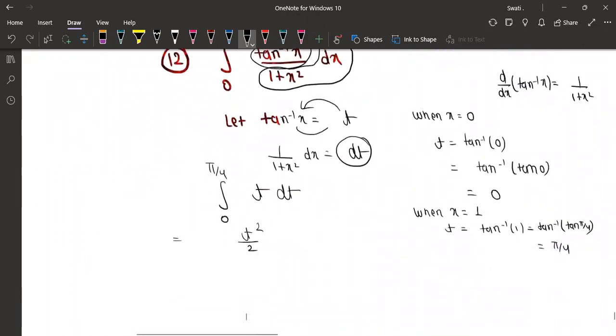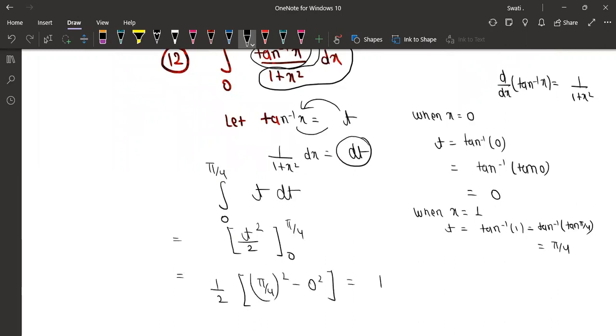And now if I put the value of the upper limit and the lower limit, which is 0 to pi by 4. Of course, this 1 upon 2 I can write outside. And this will become pi by 4 whole square minus 0 whole square. So it is simply going to be 1 upon 2 pi square upon 4 square, and 4 square is 16. And 0, no need to write. So it will become pi square upon 2 into 16 is 32. So this is our answer, pi square over 32.